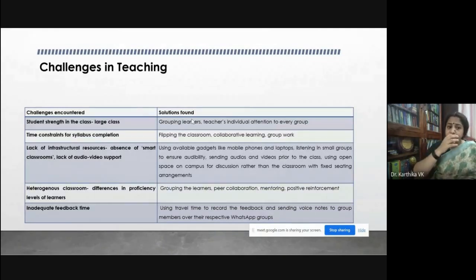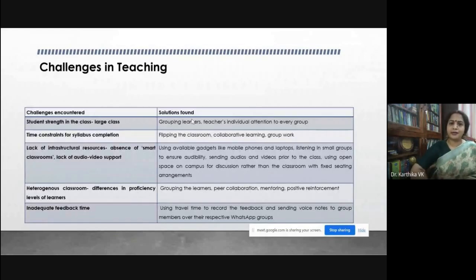Then there was a lack of infrastructural resources, the absence of smart classes and audio-video support. Sometimes we didn't have that. So I used to carry laptops, sometimes send the class leader or representative the video prior to the class, and we used to watch it in the class, or at least make sure that one group has one laptop and all 10 of them watch it together, things like that. Whatever we could do, we managed.